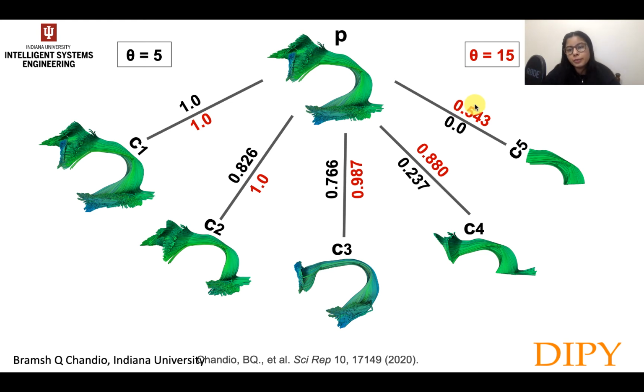So this truly depends on the user, what they want, how strict they want shape similarity to be. If very strict, they can go to 5 or even less than that. Or if they want to see just that there is some shape similarity or some parts that are similar, then they go to a higher threshold like 15.